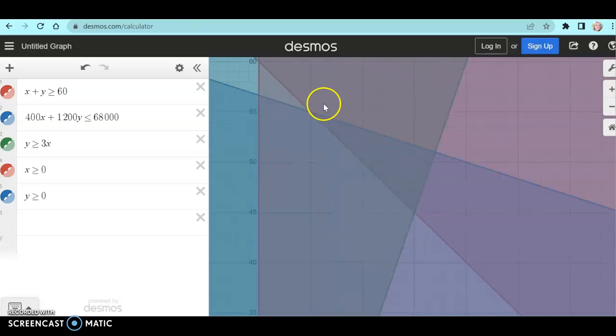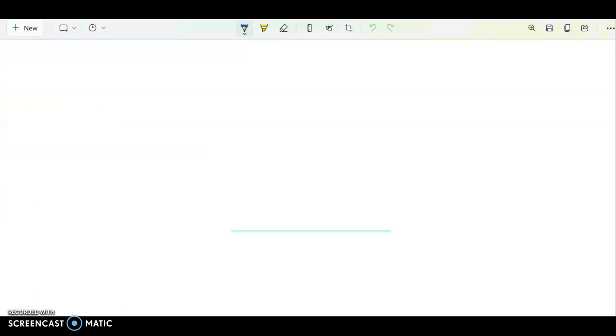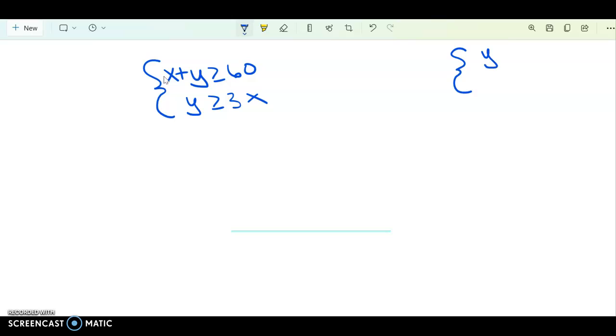You can see on the graph exactly where the lines intersect, but we need to show it using algebra. So for example, we're going to do first the intersection between x plus y is greater than or equal to 60 and y is greater than or equal to 3x. So we're going to have 3 sets of these. We're also going to have y is greater than or equal to 3x, and then 400x plus 1200y is less than or equal to 68,000. And then there's one more, which I will leave for you to find.